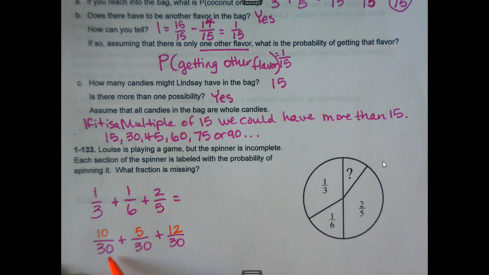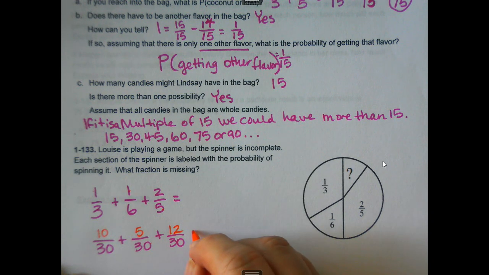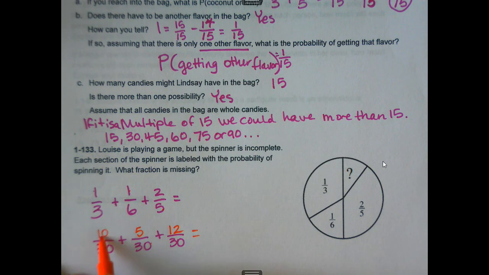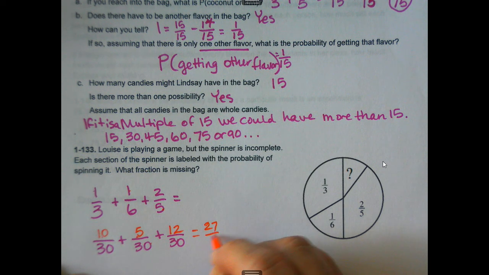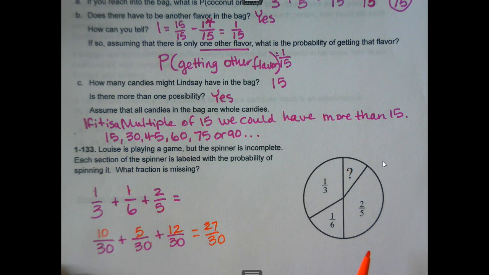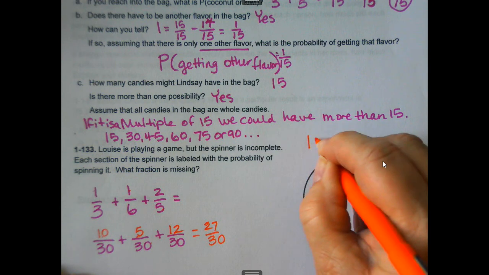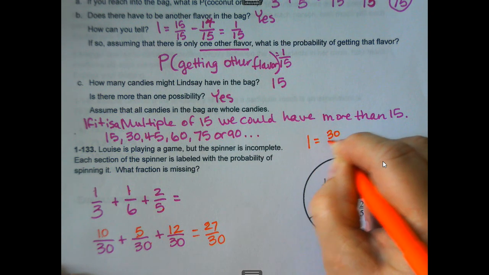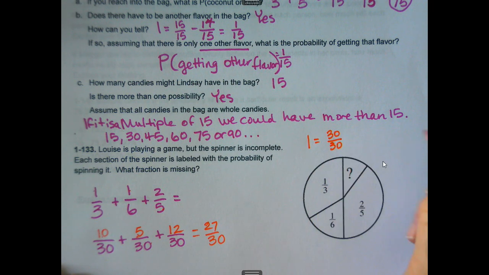Just double check the math here. Looks like I did it right. 10 plus 5 is 15. 15 plus 12 equals 27, so 27/30ths. And I know that my whole spinner is 100%. Another way we can write it is 30/30 as our fraction that's equivalent to the number 1.